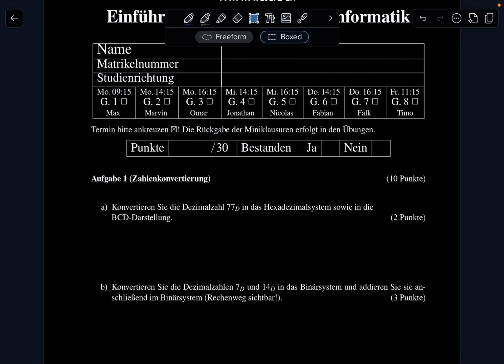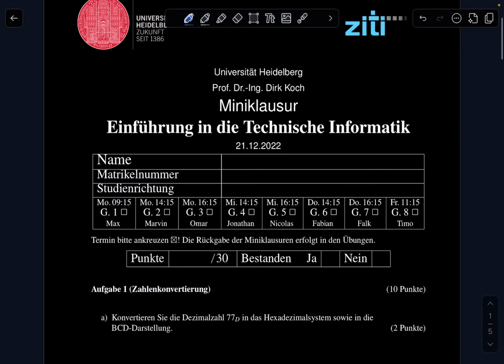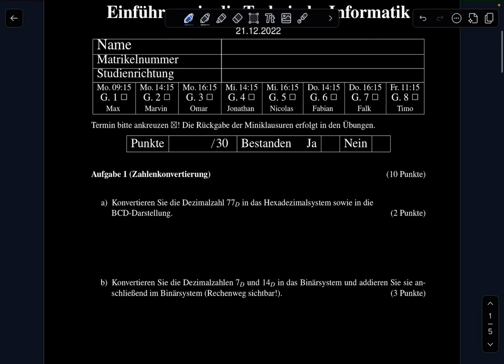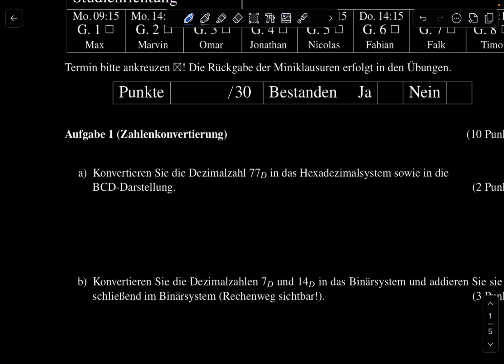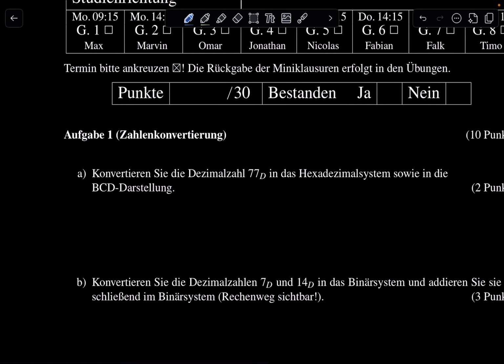Okay, so this is another test we're going to be doing. We're working with the Miniklausur from 2022. It's pretty easy. Let's first start with 77. Here, they're telling us to convert a decimal number into hexadecimal and BCD.